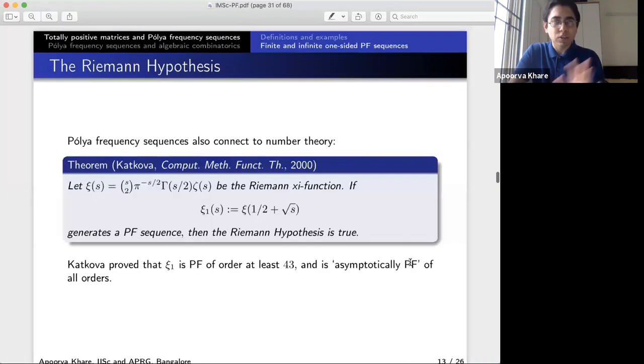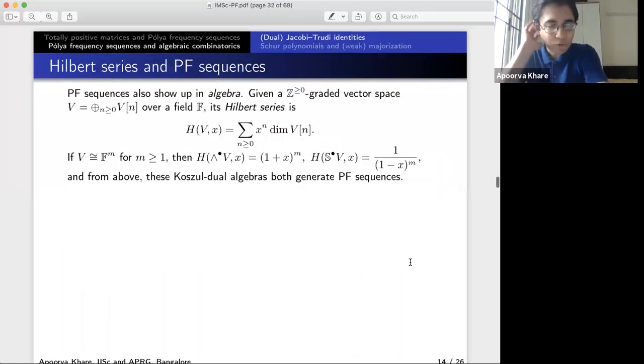Okay, so that is some of the many connections that Polya frequency sequences have. Now going to less exalted connections, if you will, I'll tell you about Hilbert series as they show up in algebra, like these sequences as they show up as Hilbert series in algebra.